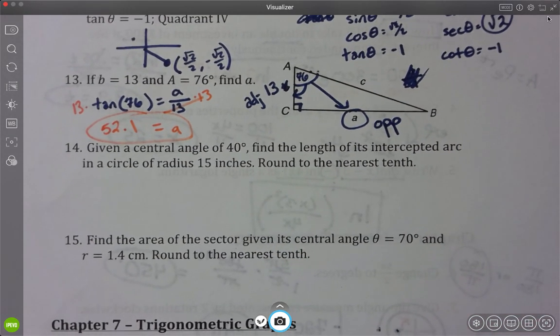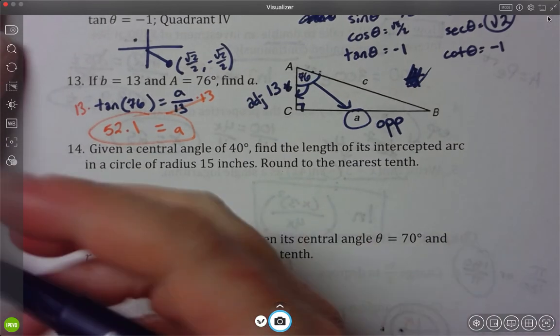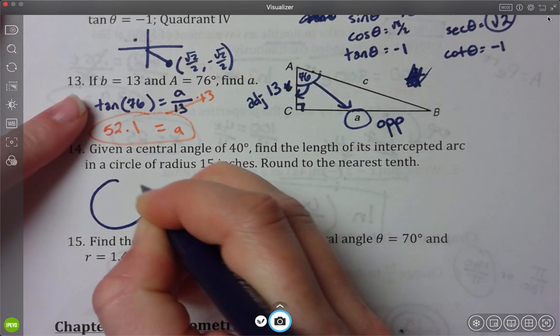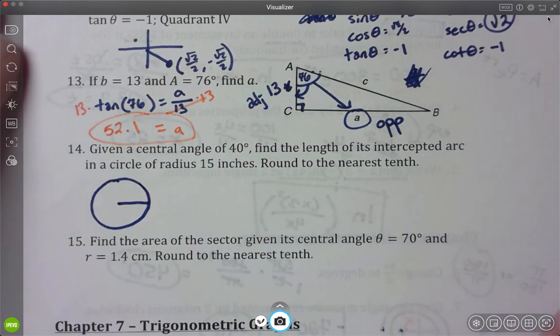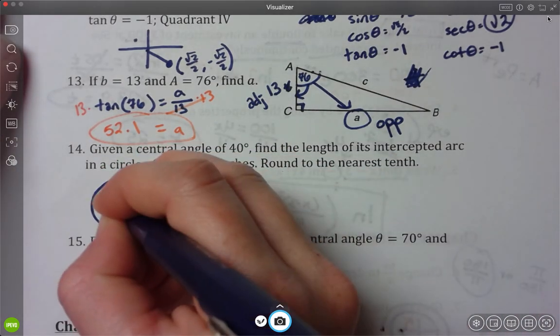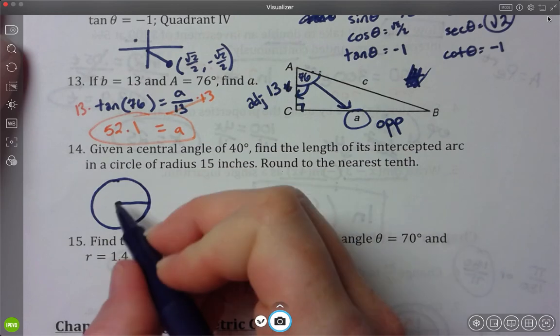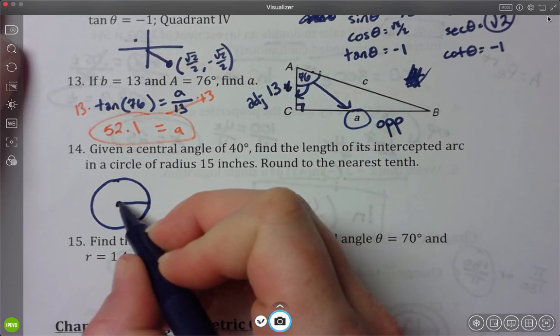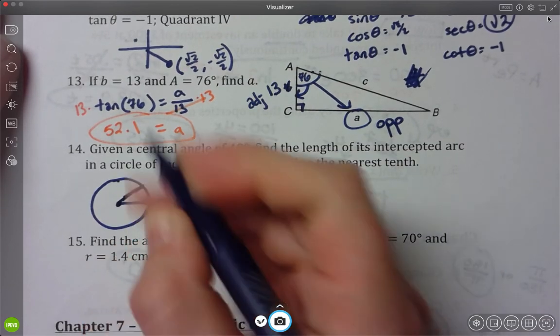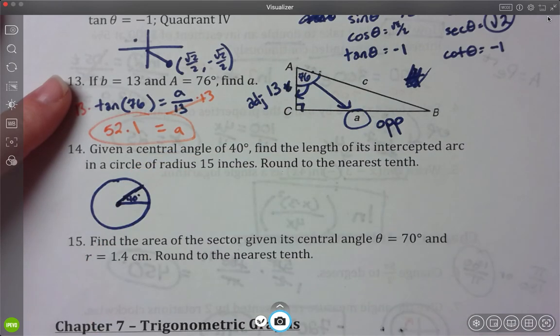Number 14: given a central angle of 40 degrees. Let's map this out here. We have a circle, and we have a central angle. I always start my angles in standard position. So we have a 40-degree angle. 90 degrees is straight up and down, and 40 is a little less than half of that, so I have a 40-degree angle here. I'm going to draw what it looks like.